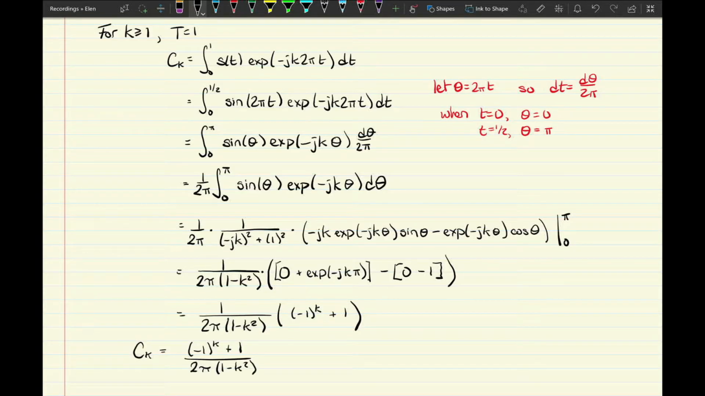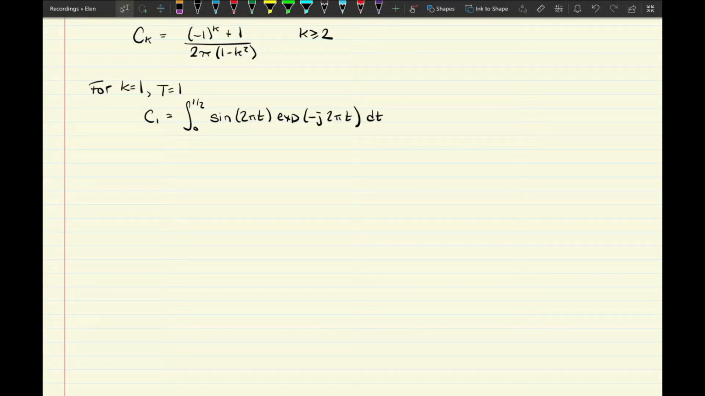Now, before we say that we're all finished here, you may have noticed something about the domain here. Unfortunately, this isn't going to be defined when k equals 1. So this is actually just the Fourier coefficients for k greater than or equal to 2. And we're still not done. We need to calculate the Fourier coefficients when k equals 1. So let's start this whole process over again, but with k equal 1.